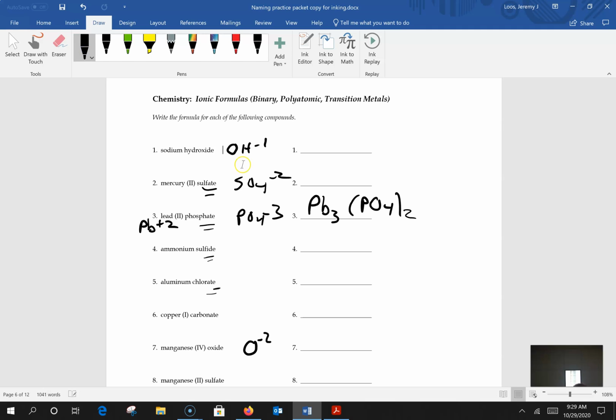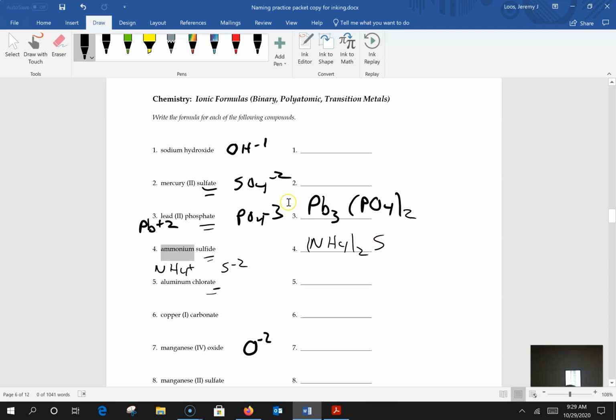And so remember that we don't ever change these subscripts. I had to use parentheses there. When you need more than one of a polyatomic ion, you need to use parentheses. Ammonium sulfide. Oh, ammonium is a polyatomic ion. So ammonium is NH4 plus, and then sulfide would be regular sulfur minus 2. So I would need 2 of the ammoniums, and that's going to be matched up with 1 of the sulfides.